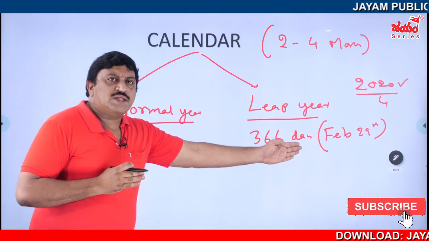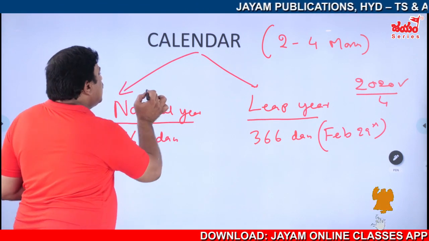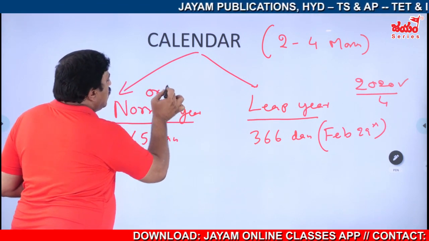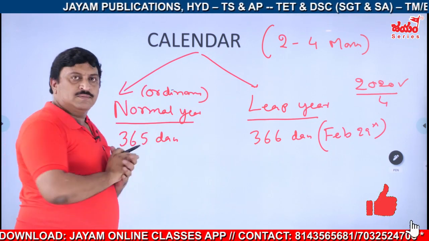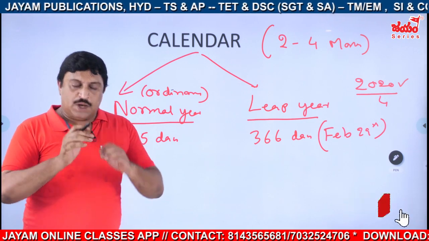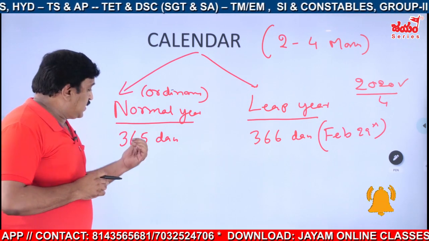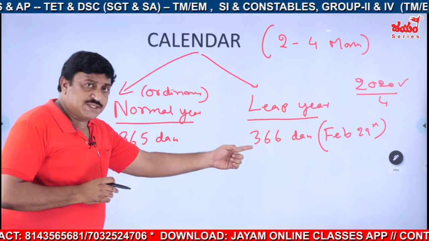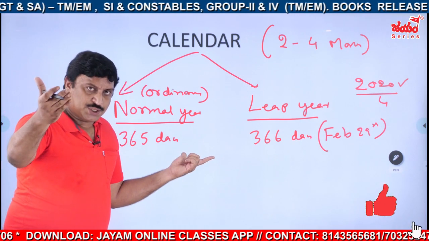If February 29th is not there, it is called a normal year, or some people say ordinary year. Ordinary year. Clear? Now, generally this is 365 days, fine. That is 366 days. Why that extra one day? That is the next discussion, right?